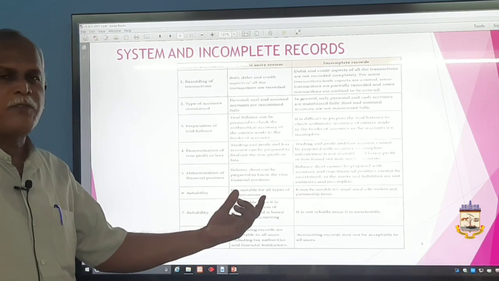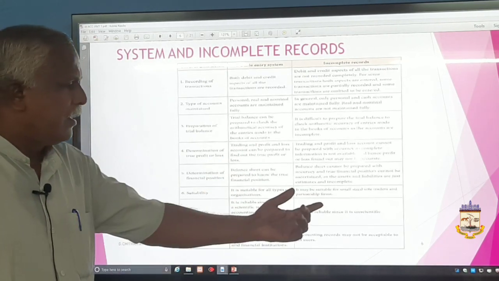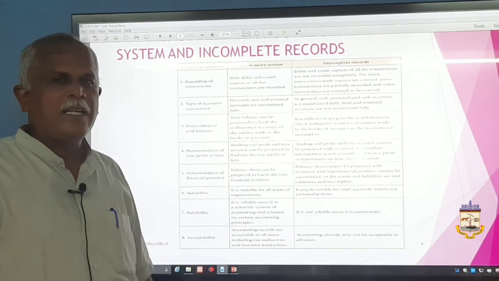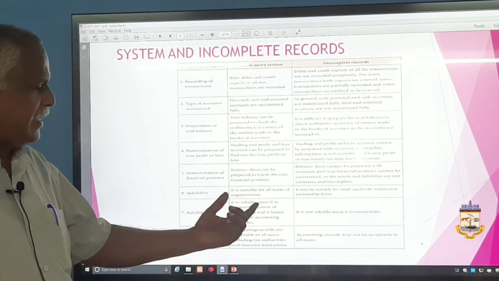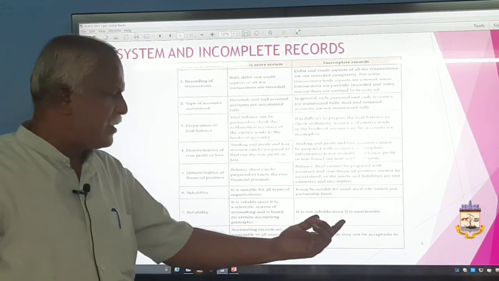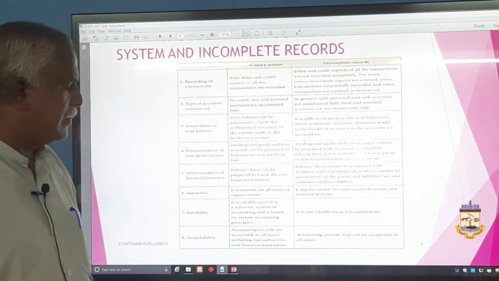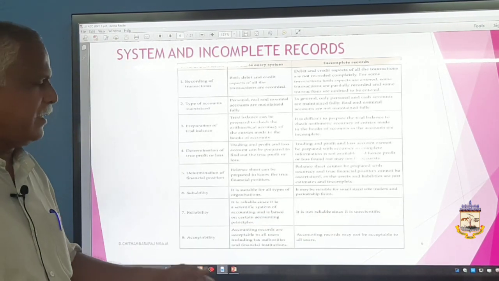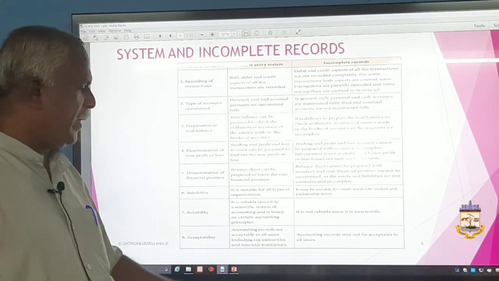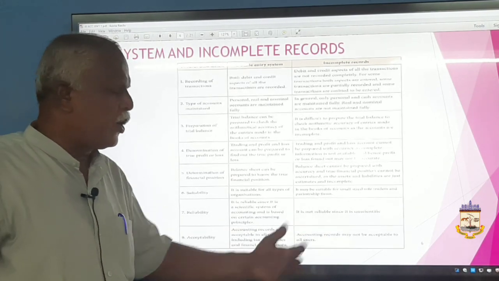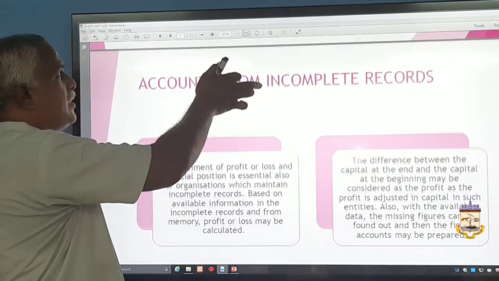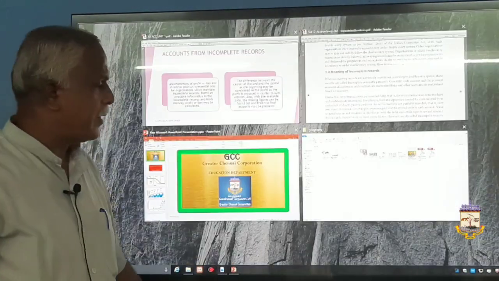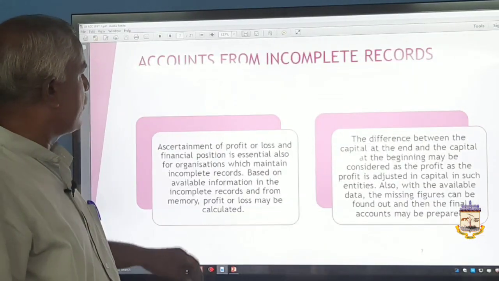Suitability: double entry is suitable for all types of businesses. Incomplete records are suitable for small traders or small businesses. Reliability: it is reliable, and the other is less reliable. Acceptability: it is accepted by government and tax authorities; the other is not accepted. So these are the various differences.